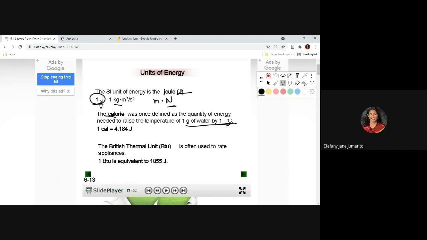Now in 1 kilojoule, how many joules? 1,000, ma'am. In 1 kilogram, how many grams? 1,000, always 1,000. In 1 kilocalorie, how many calories? 1,000, ma'am. So just don't forget that 1 calorie is 4.184 joules.